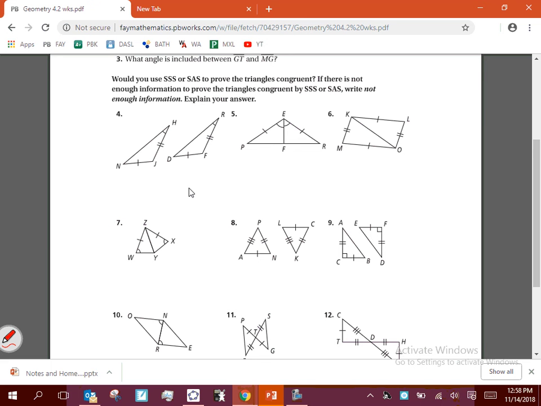Have that done. You don't have to print that out. Just do it on a piece of notebook paper or whatever. And we'll talk about that tomorrow.